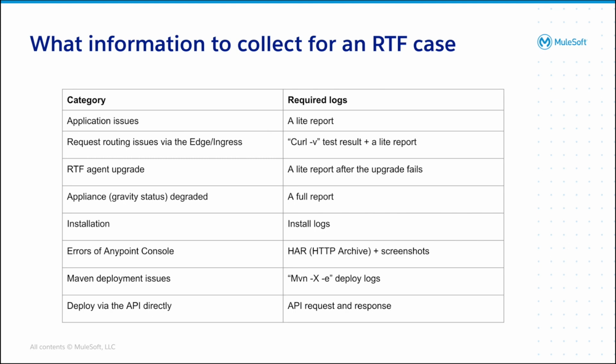For errors with the endpoint console, we need to take a HAR capture, HTTP archive capture, and screenshots. We want to see the API request and response from the HAR capture. For Maven deployment issues, we need the Maven debug log. For issues with the deployment API directly, just upload the request and response.